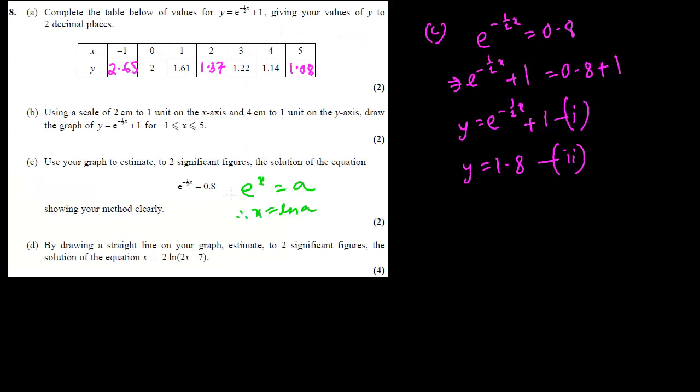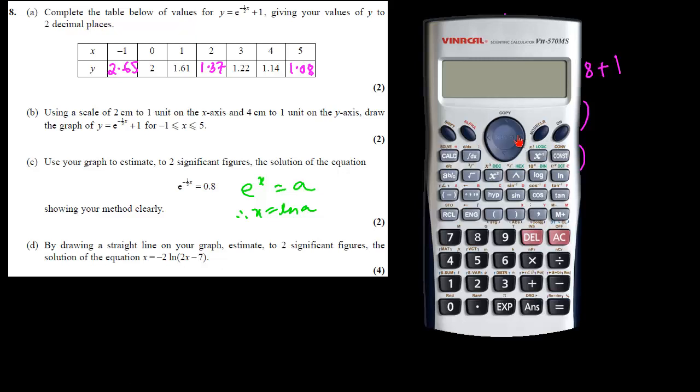Now check the answer by using algebra. We can use the rule of x equals ln a. So minus half x equals ln 0.8. We can just check. ln 0.8 is this. Now minus half x is that. So x equals this divided by minus half. So 0.45, that is correct.